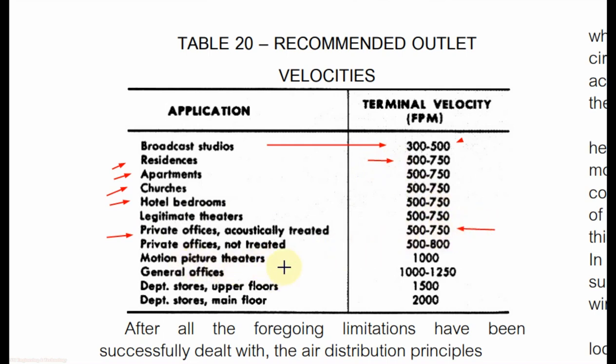For theaters, we can have up to 1000 fpm. Private offices, we can have from 500 up to 800 fpm. General offices, we can have from 1000 to 1250 fpm. For departmental stores, upper floors, neck velocity we can have up to 1500 fpm, and for departmental store main floor we can have a neck velocity up to 2000 fpm.